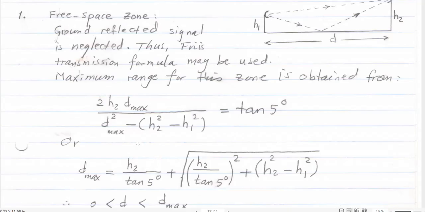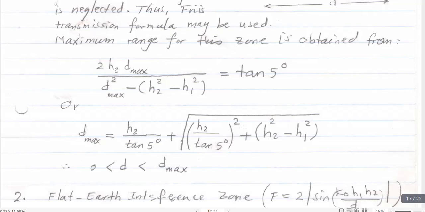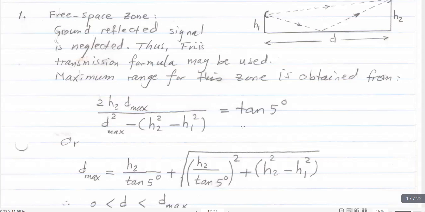D max is given by this equation to be considered the free space zone. This means that the Earth has no effect. If the Earth has no effect, only space, the maximum distance should be between 0 and D max. D max is the square root of h2, the height of the receiving antenna, tan 5 degrees, and h1 is the height of the transmitting antenna. In this case, a very small portion of the radiated wave will reach the Earth, and the reflection and diffraction will be negligible. That's why we consider it to be free space.